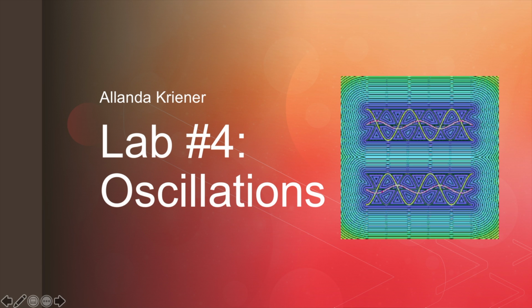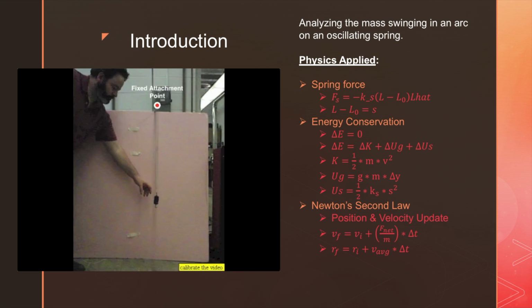My name is Alanda Kriener, and today I will be going over lab number 4 regarding oscillations and the conservation of energy. In this lab, I analyzed the swinging motion of an object with a mass of 0.402 kilograms on an oscillating spring in this video. Let's take a look at the motion.